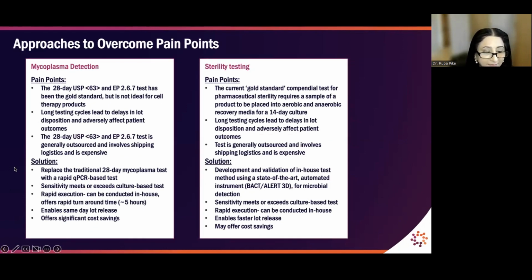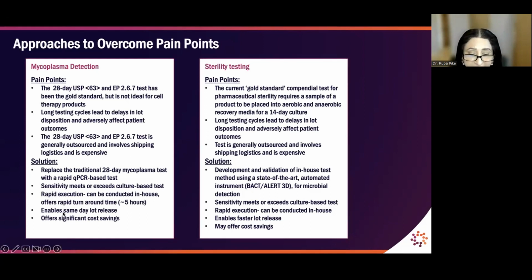Thank you. So this test also is generally outsourced and it involves shipping logistics and also it could be expensive. So what is the solution for this? Sterility assays for microbial detection can be developed and validated in-house using state-of-the-art automated instrumentation.